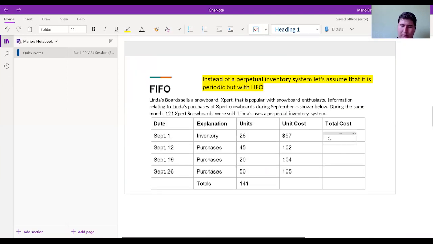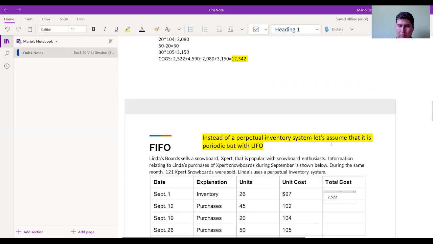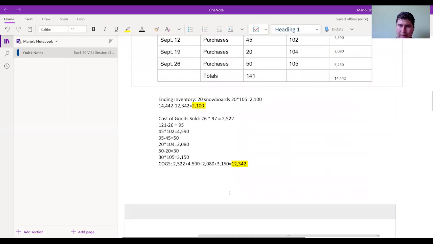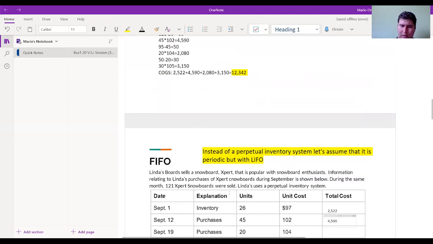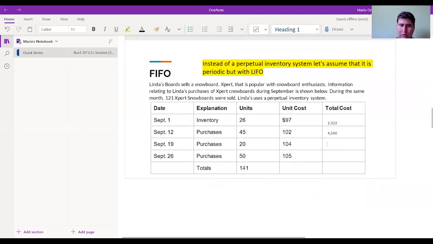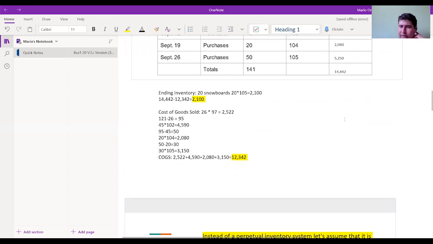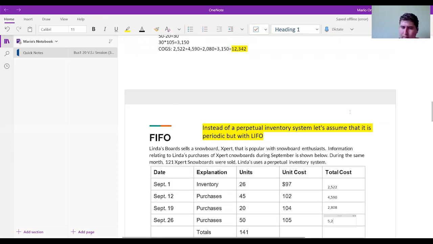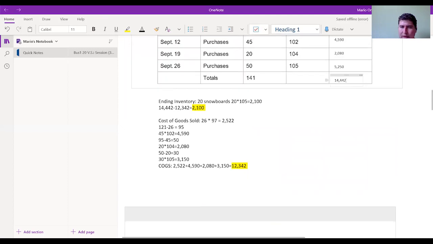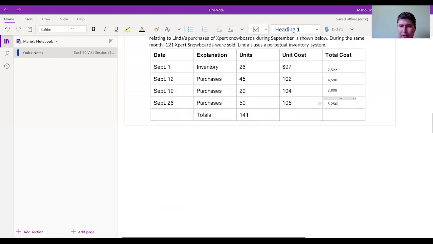2,500. 2,522. 4,590. 2,000. 5,250. 14,442. Total cost of 14,442.